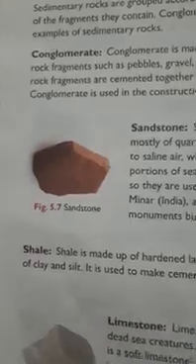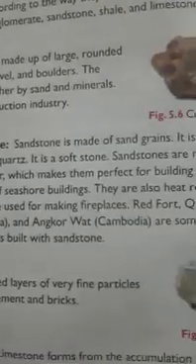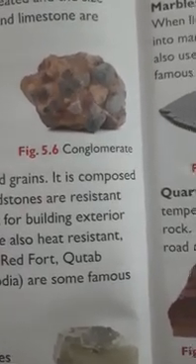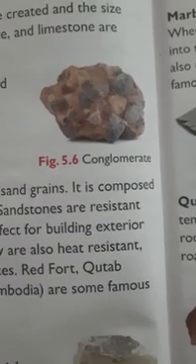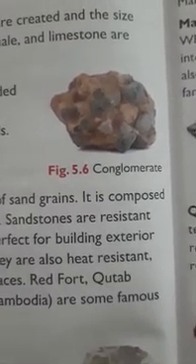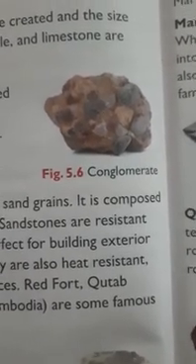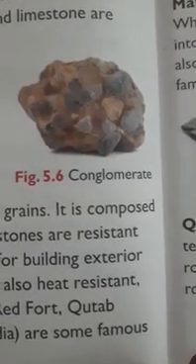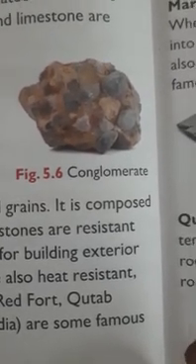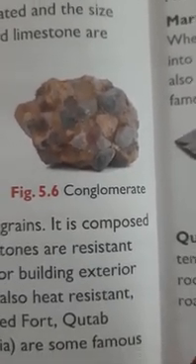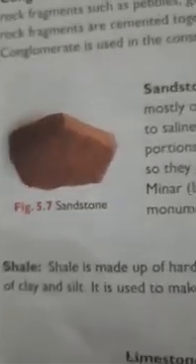First example we will see is conglomerate. Conglomerate is made up of large rounded rock fragments such as pebbles, gravel and boulders. The rock fragments are cemented together by sand and minerals. Conglomerate is used in construction industries. Here you can see the large rounded rock fragments. They compressed and formed this sedimentary rock. Its name is conglomerate.